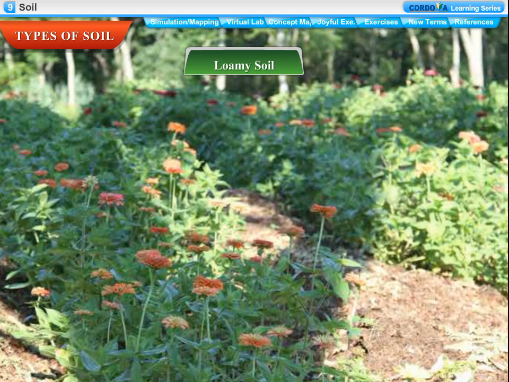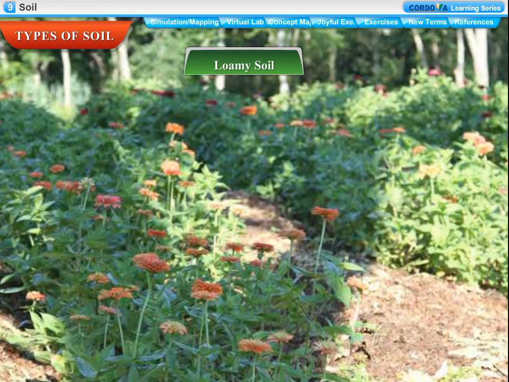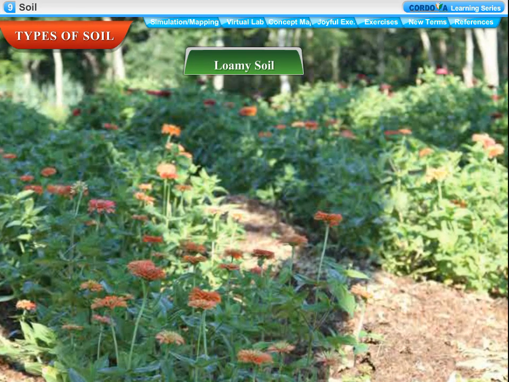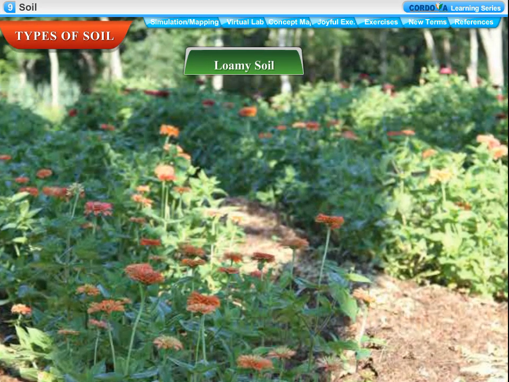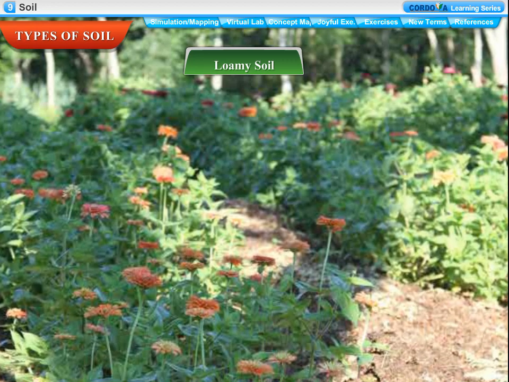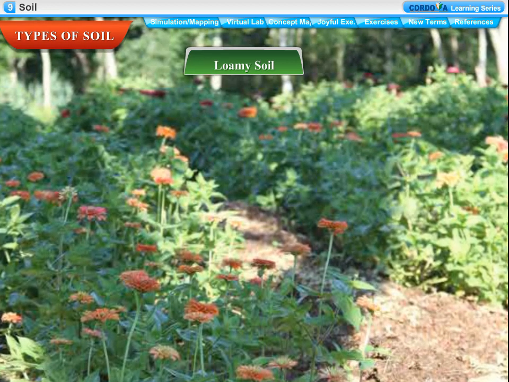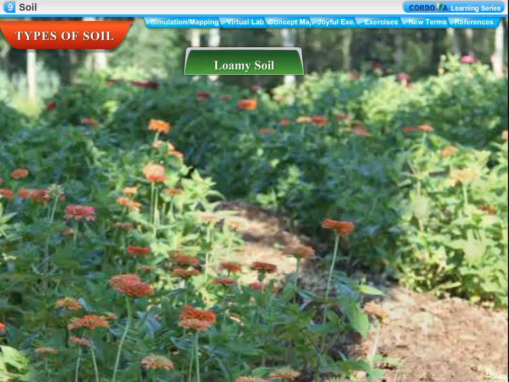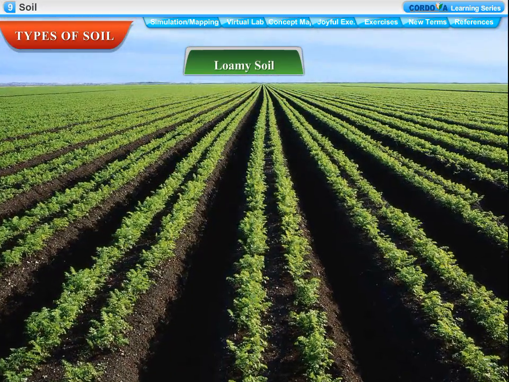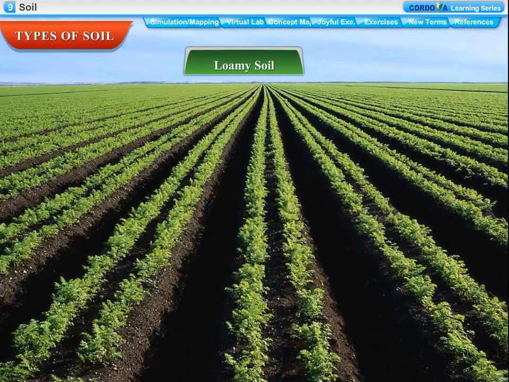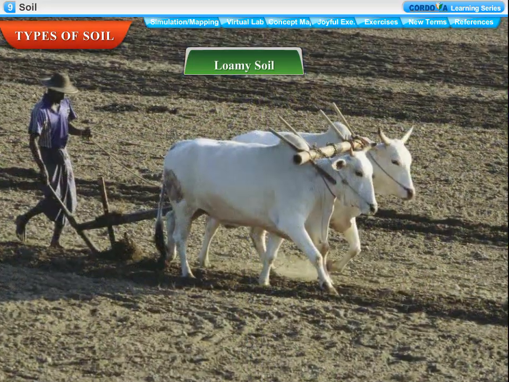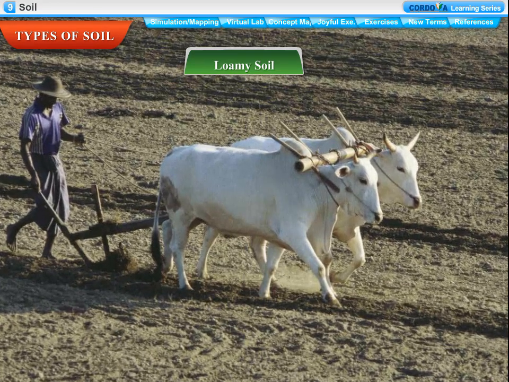Loamy soil has the right water holding capacity necessary for the growth of plants due to the presence of clay. Loamy soil has adequate air spaces between its particles to hold sufficient air needed by plant roots due to presence of sand in it. Loamy soil contains sufficient amount of humus to provide necessary nutrients for the growing plants. Loamy soil can be plowed easily in the crop field.